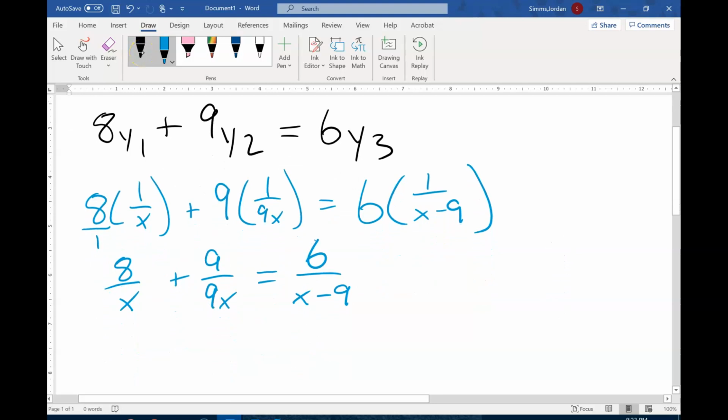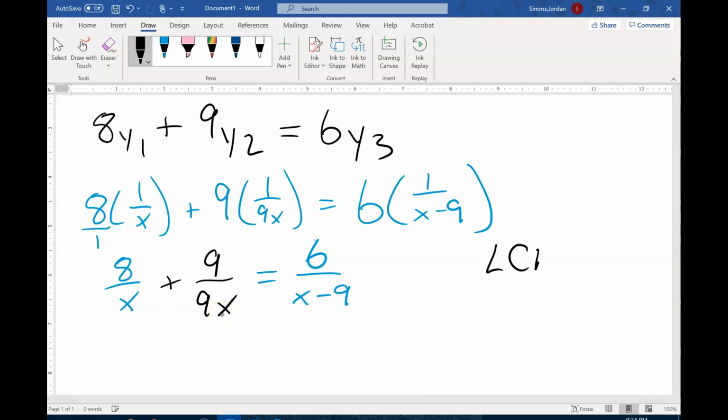And now what we're going to have to do is the LCD trick, and we'll kill all of these fractions. So the LCD between x and 9x is going to be 9x. That's common to both of these because x divides right into 9x. And then we have this x minus 9. So the LCD of this is going to equal 9x times x minus 9. And we're just going to apply that. We're basically going to multiply both sides by this.